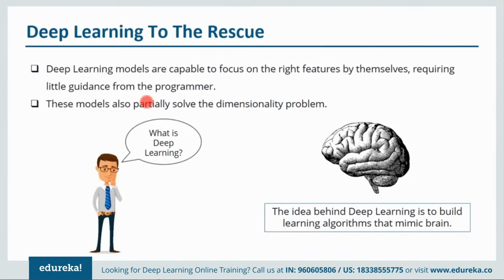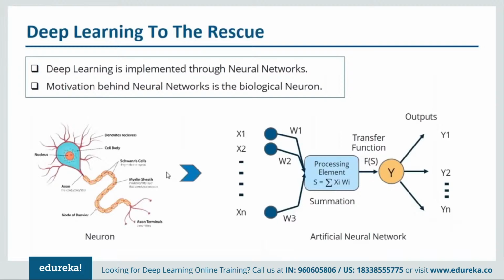Now, what exactly is deep learning? Since it has evolved from machine learning, and machine learning is a subset of artificial intelligence, and the idea behind artificial intelligence is to imitate human behavior, the same idea holds for deep learning as well: to build learning algorithms that can mimic the brain. Now deep learning is implemented with the help of neural networks, and the motivation behind neural networks is neurons. What are neurons? These are nothing but your brain cells.